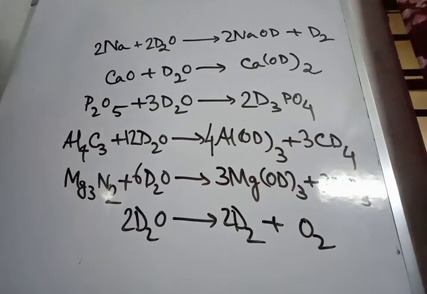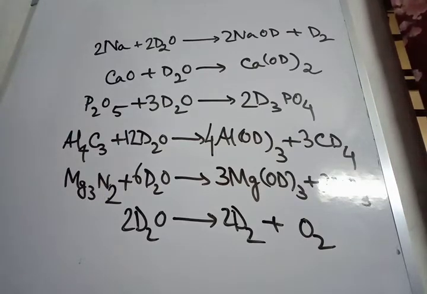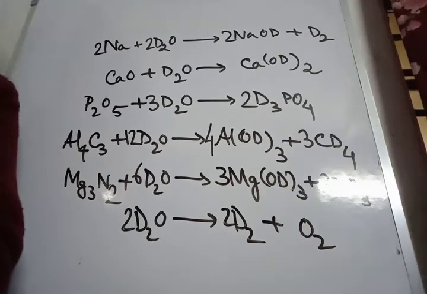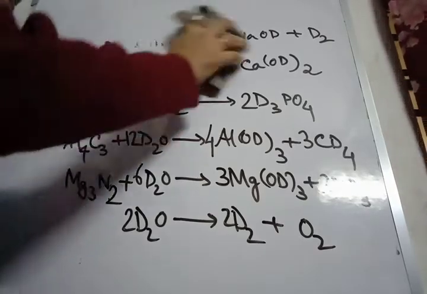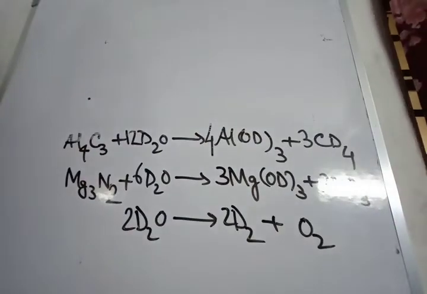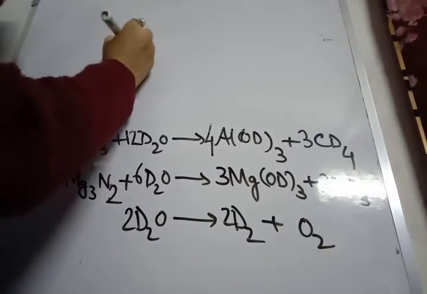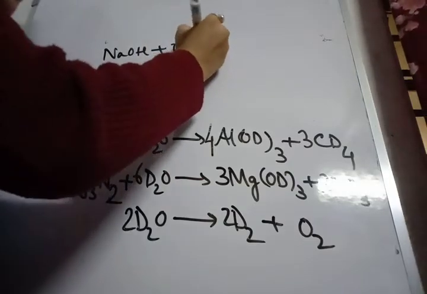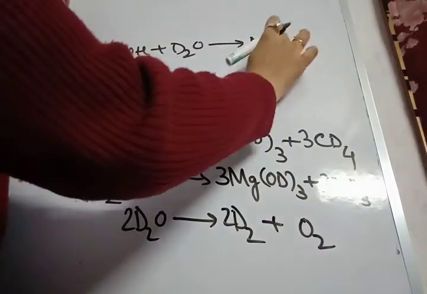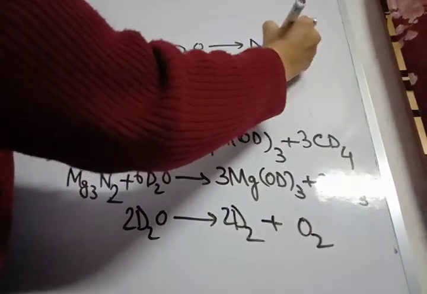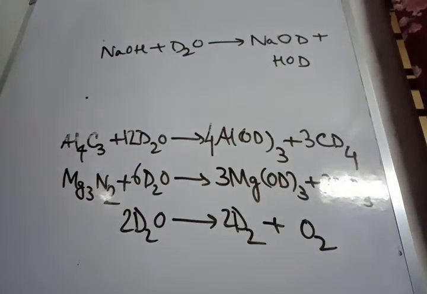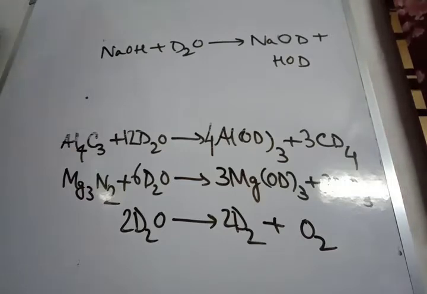Next is exchange reactions. When compounds containing hydrogen are treated with D2O, hydrogen undergoes exchange for deuterium. For example, NaOH, when treated with deuterium oxide, that is D2O, we get NaOD plus HOD. Okay, so these are the following reactions of heavy water.